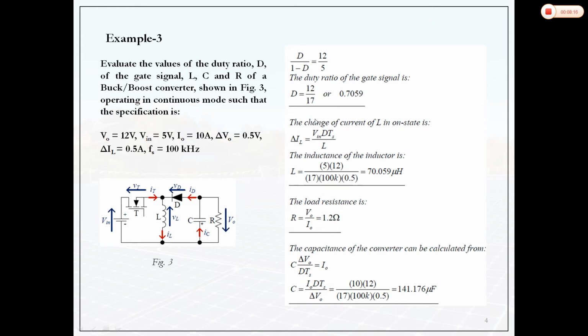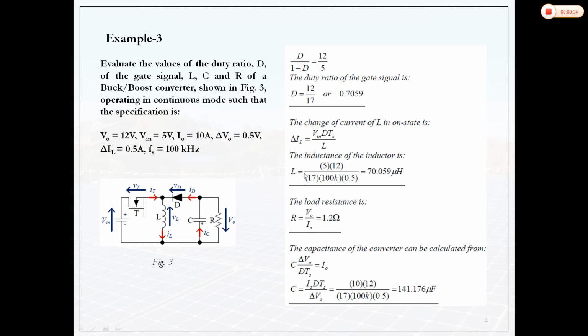Now delta IL is given by V in D TS upon L. The delta IL value is already given in the problem. Substitute here, and we can get the L value. Here you can see that all other parameters are known except L. So we can calculate the L value.